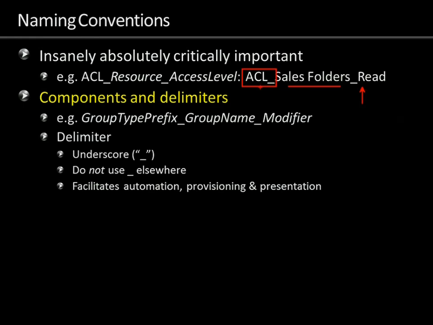And when you look at a naming convention, what is very, very important is the concept of a delimiter. A delimiter separates the different parts of the name. And I like to use underscores as the delimiter. Now, a delimiter creates an expression, a pattern that can be used later. So we use the underscore as a delimiter. We do not use the underscore anywhere else. So notice, for example, sales folders has a space there. It doesn't use an underscore because the underscore is a delimiter. So we reserve it for use there.